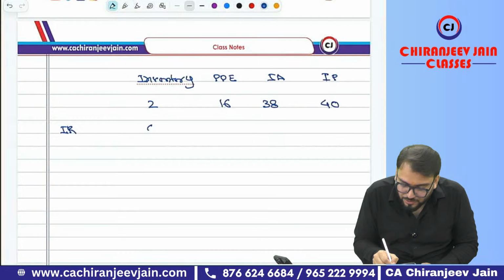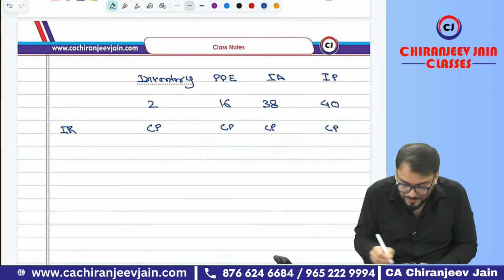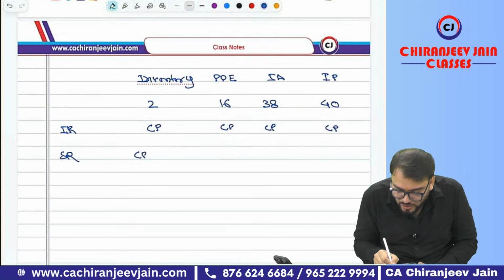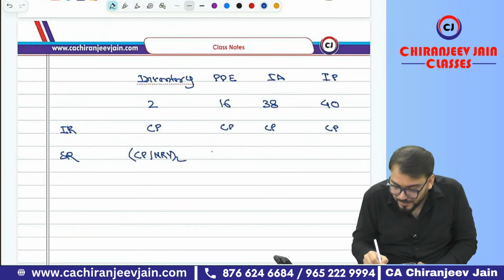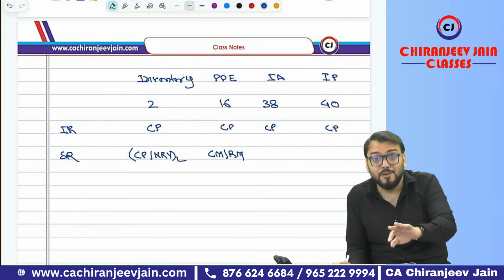Very good. Initial recognition is at cost price. Now, subsequent recognition at what? Is this cost price or NRV, whichever is lower? Is this the cost model or the revaluation model? For an intangible asset, cost model or revaluation model or both?